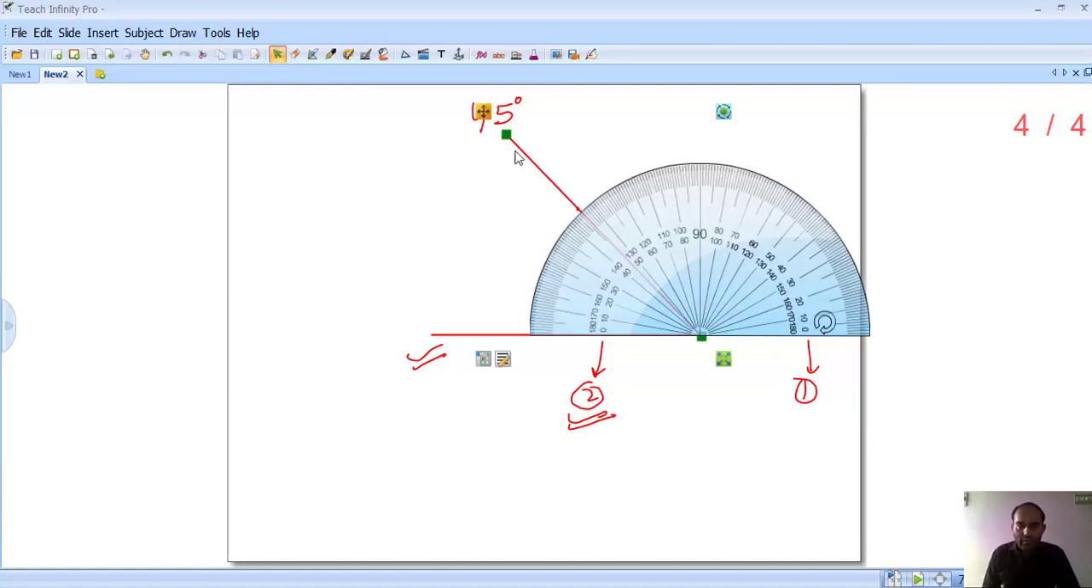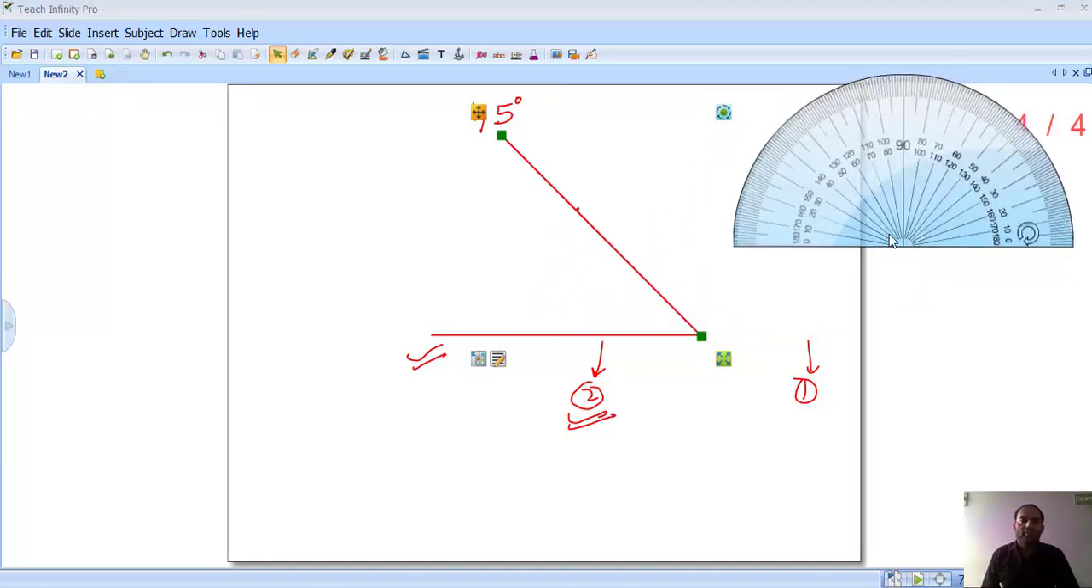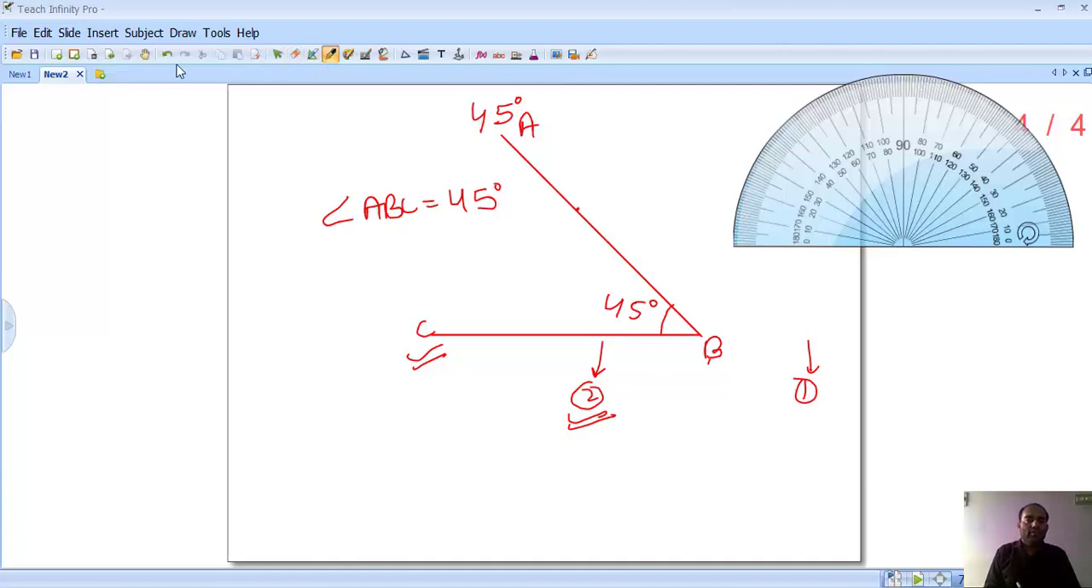So let me correct my angle. You have to draw and correct, but I can correct like this. Okay, now you can see 0, 10, 20, 30, 40 and 45 degree. Now my angle is correct. Now you can write 45 degree. You can also write angle ABC. So angle ABC is equal to 45 degree. Very simple. Okay, let's draw one more angle.